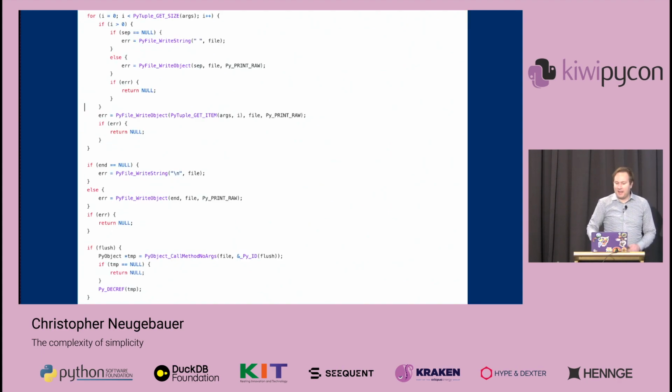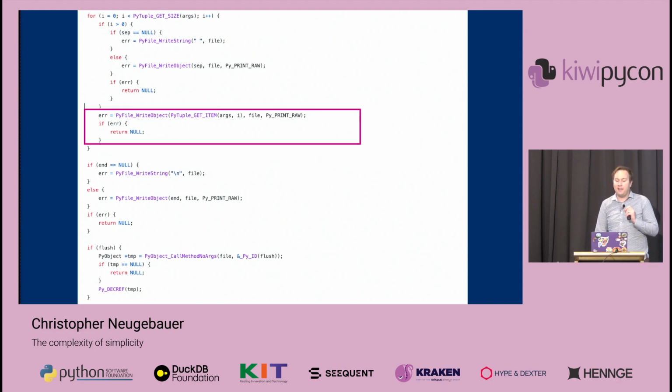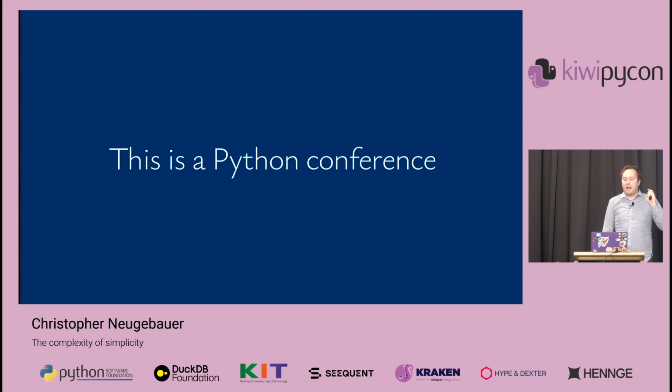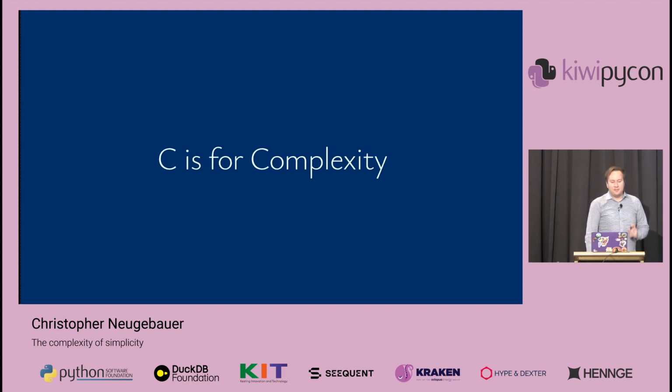And here's the line that actually takes an argument and writes it to what will usually be standard out. It is a call to a thing called pyfile underscore write object, which has its own whole world of implementation details to worry about. And what's most important about this is that this is all written in C. And as you've rightly observed, probably, this is a Python conference. And for Python people, understanding the C API is just going to add a whole bunch of undesirable complexity to this talk.